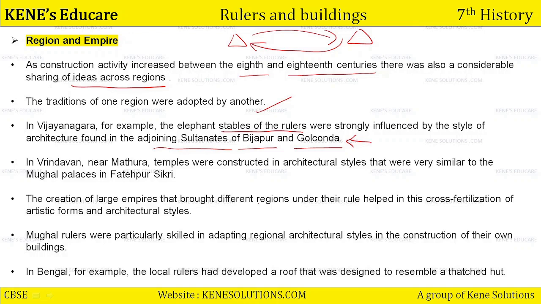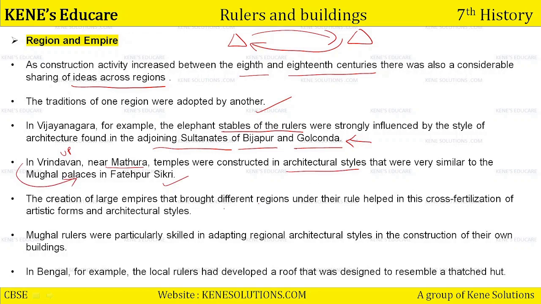and they also built the elephant stables for the ruler. Another example of sharing of these ideas is in Vrindavan, which is in Uttar Pradesh near Mathura, where temples were constructed in architectural styles that were very similar to the Mughal palaces in Fatehpur Sikri. So basically the Vrindavan temples got influenced by the style of Mughal palaces in Fatehpur Sikri.